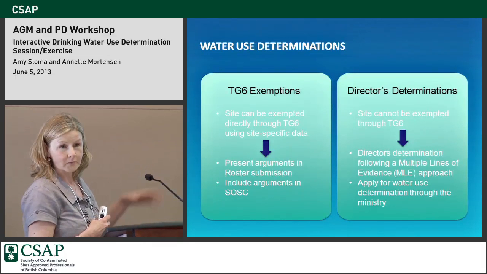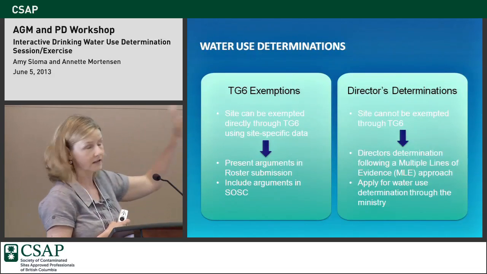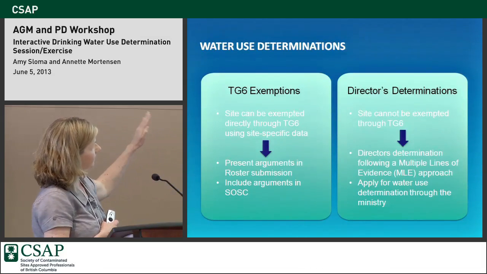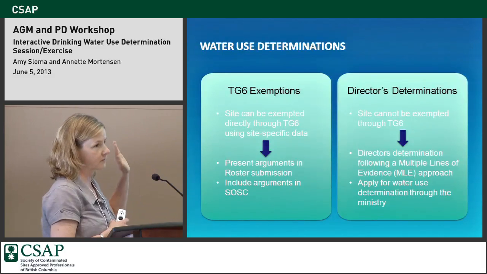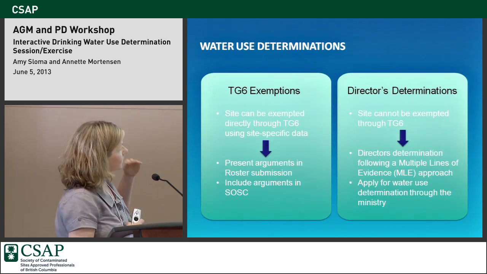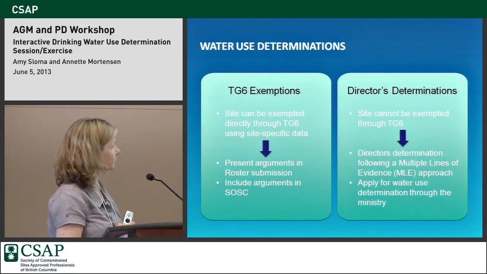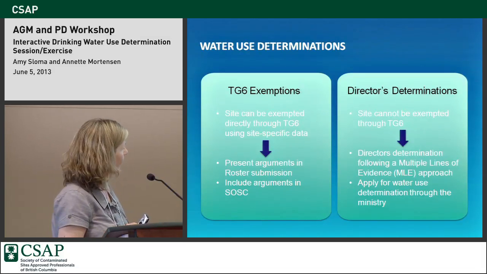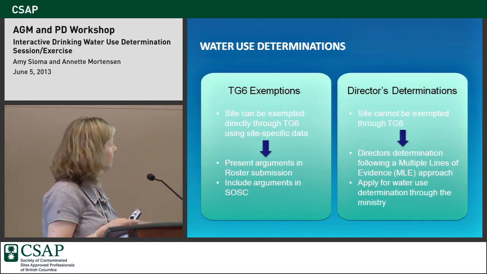So drinking water exemptions can really follow two different streams. You can exempt a site directly through TG6, or you can get a director's determination that drinking water does not apply. So if you have a site that you can exempt directly through TG6, following the criteria that are given there for how to exempt a site from drinking water use, you have site-specific data to use in every single one of your arguments, well, you can go directly through TG6, present your arguments in your P6 submission, and you're good to go. This does not require any input whatsoever from the ministry.